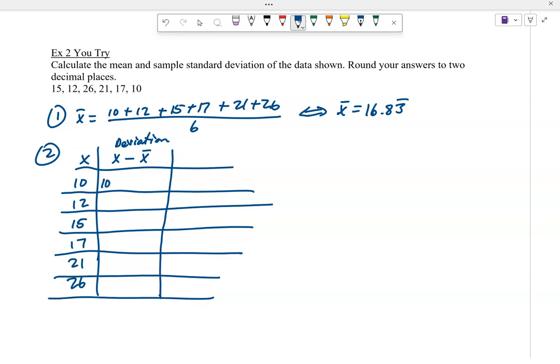So we're going to go 10 minus 16.83. I need more room here. So I got negative 6.83 repeated. And then I'm going to go this data value 12 minus the mean 16.83 repeated. So I get a negative 4.83 repeated. And I keep doing that.